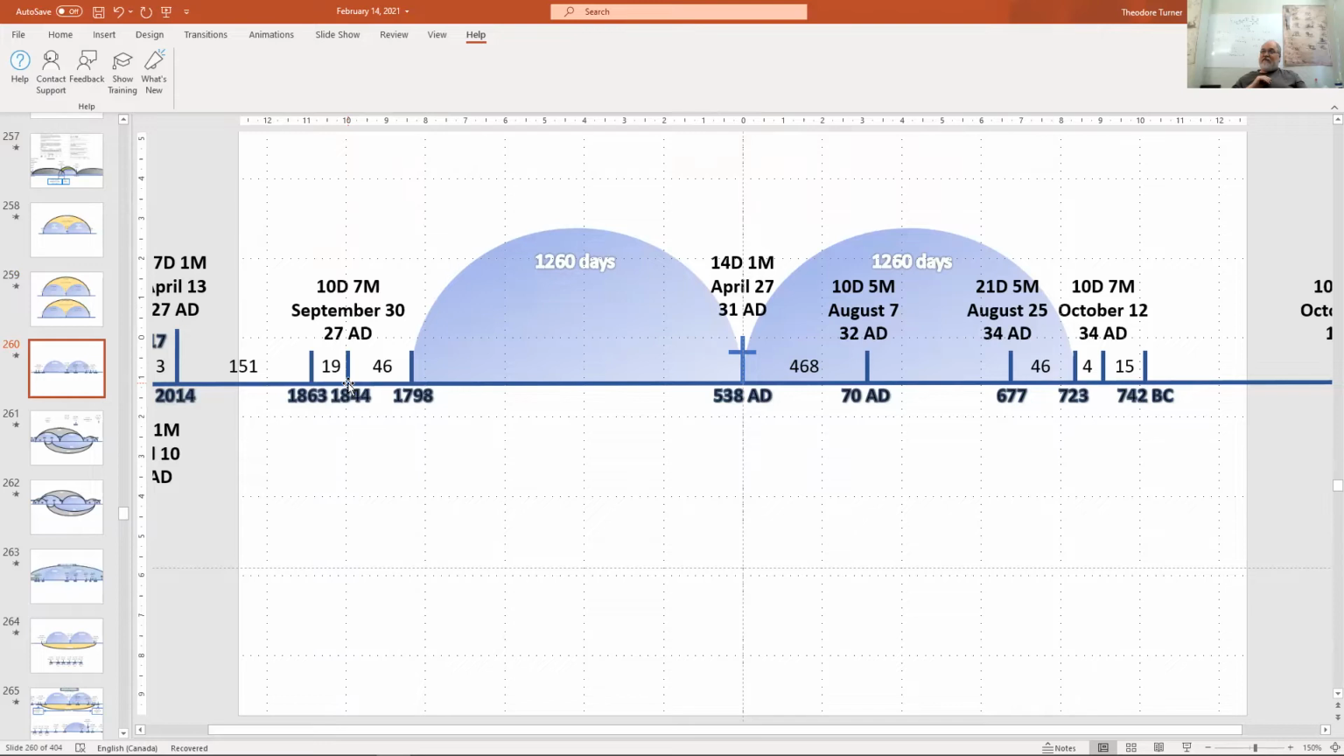Anyone? What do we see there? So it's 46 days short. Does it make sense that I make the 1260, 1798, and 1844?